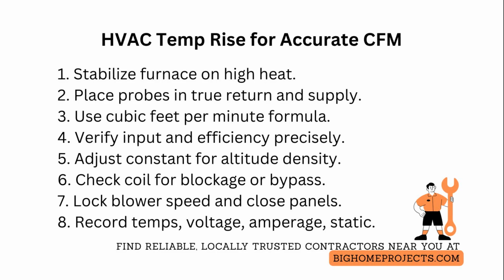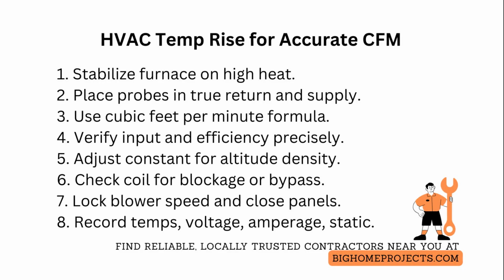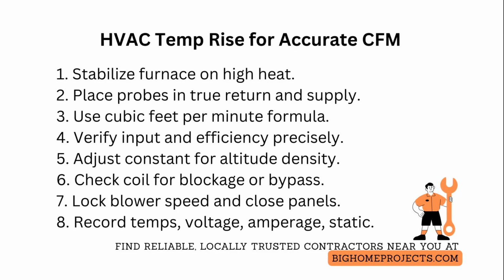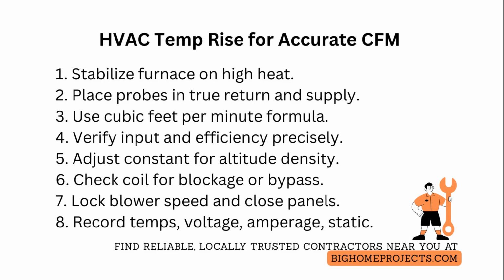Correct for altitude by adjusting the 1.08 factor using local air density, especially above 2,000 feet where density drops and the same temperature rise implies more cubic feet per minute. If there's an evaporator coil, check for coil bypass or blocked fins, because a partially blocked coil inflates temperature rise and makes the cubic feet per minute calculation look too low.